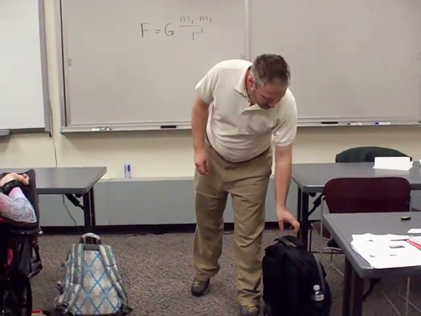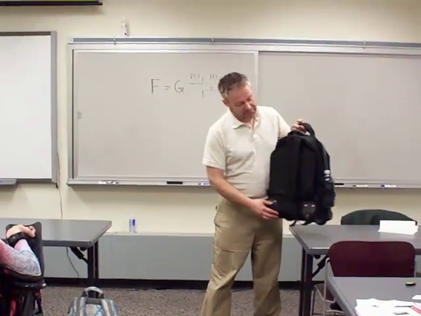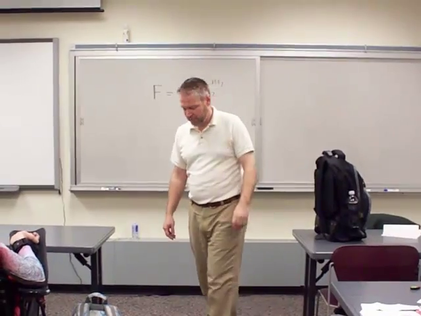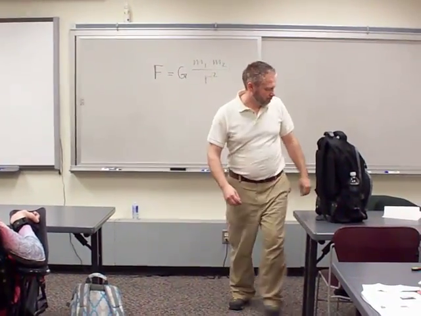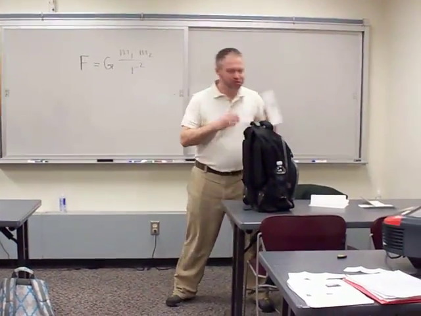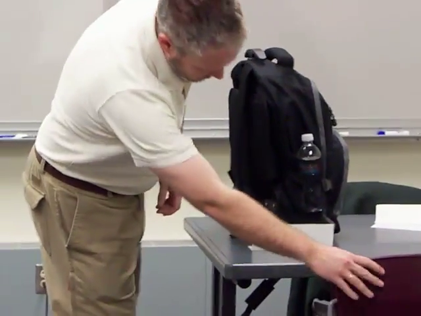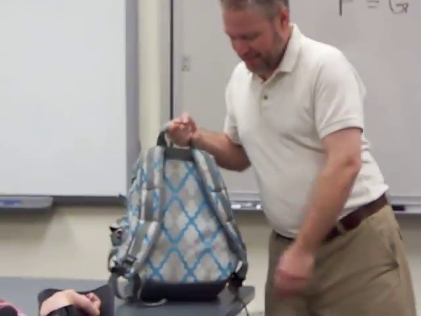Okay, gravitation. So what I have here is something heavy like this backpack, which I call mass 2. And then I have this other very heavy backpack, and I call it mass 1. I'm just assuming that the two have the same kind of mass.